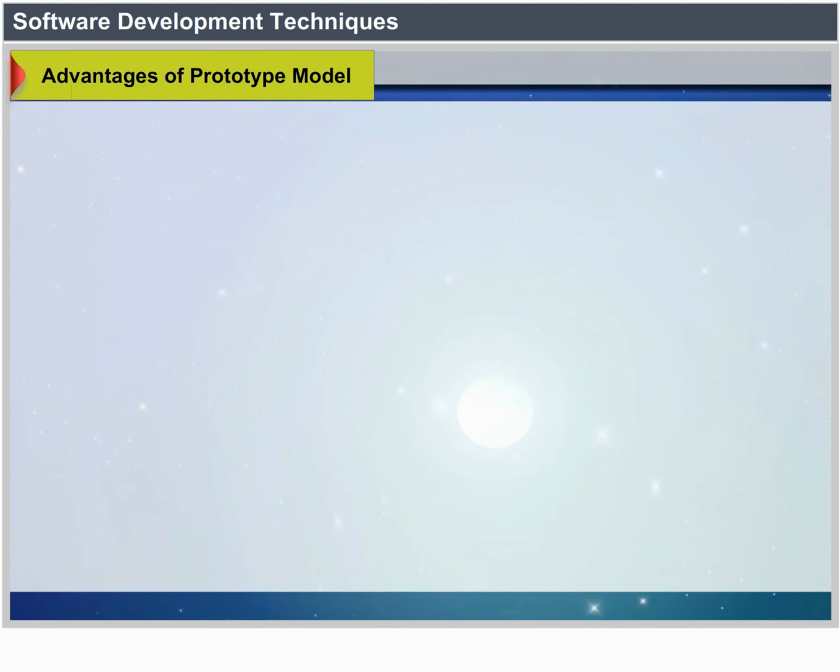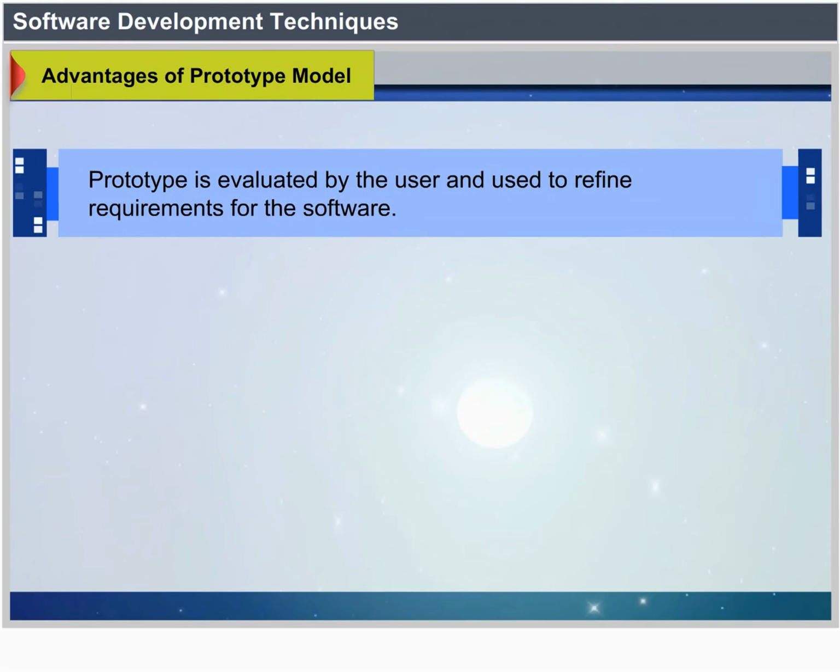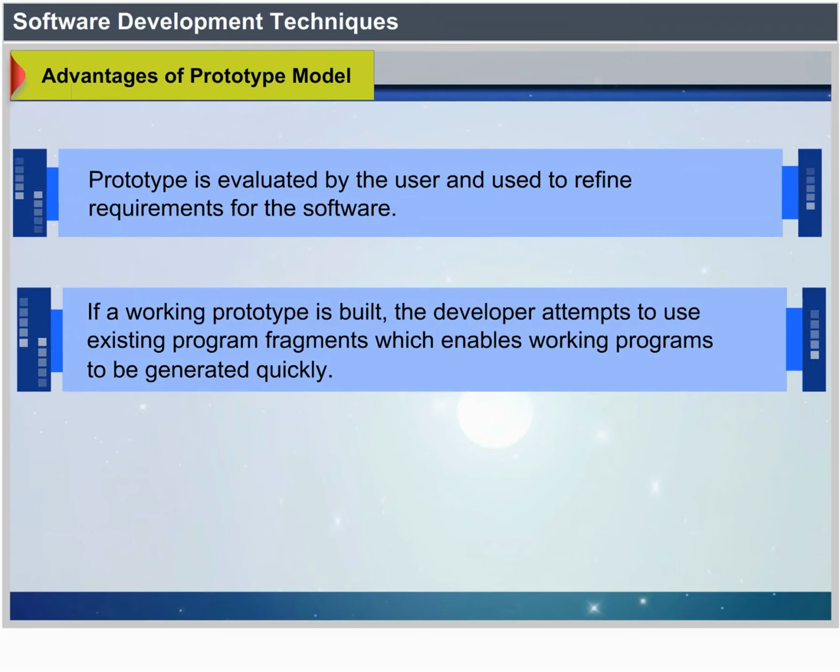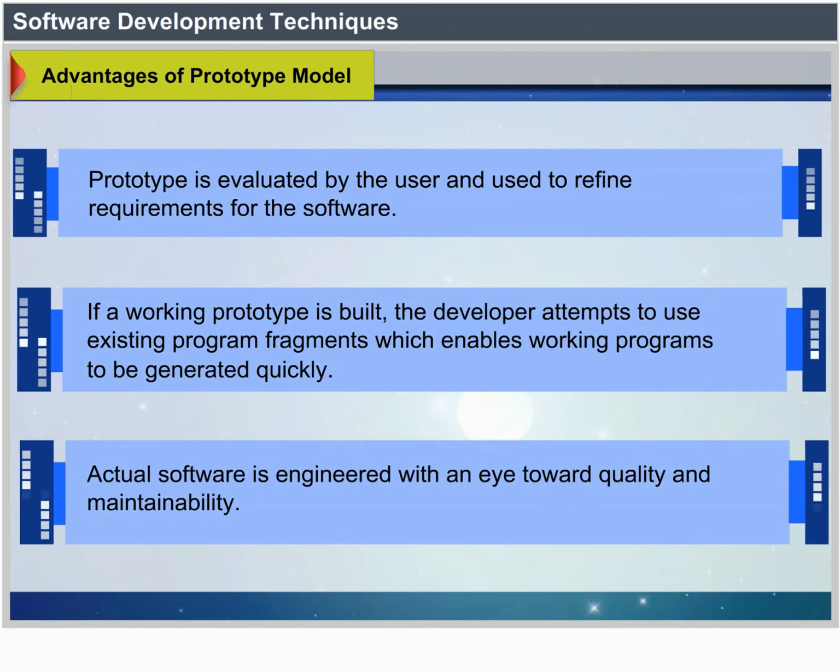Advantages of the prototype model. The prototype is evaluated by the user and used to refine requirements of the software. If a working prototype is built, the developer attempts to use existing program fragments that enable working programs to be generated quickly. Actual software is engineered with an eye toward quality and maintainability.